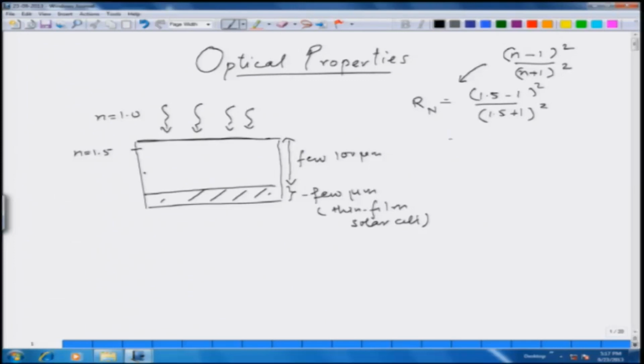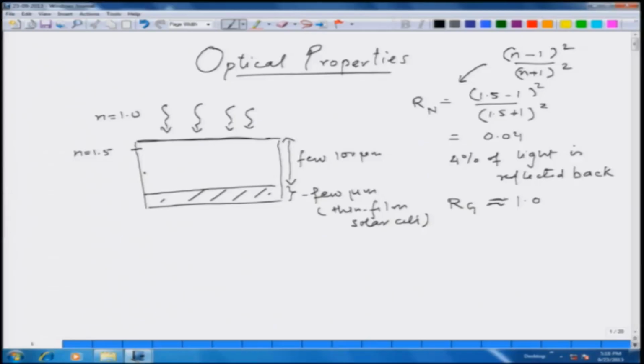If we evaluate this, what we find is that it is almost 0.04, which means at normal incidence 4% of light is reflected back. Now, this may not be so bad if you think it is just 4%, but you know that at grazing incidence, Rg is approximately 1, very close to 1, which means that most of the light which comes at the grazing angle is reflected back.